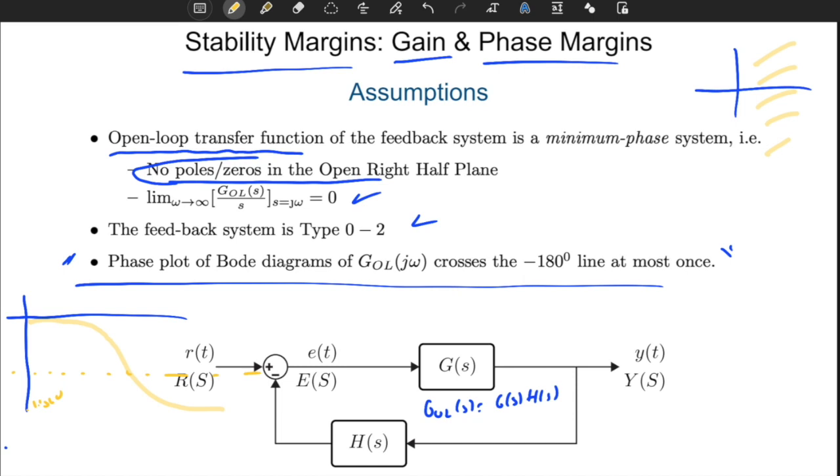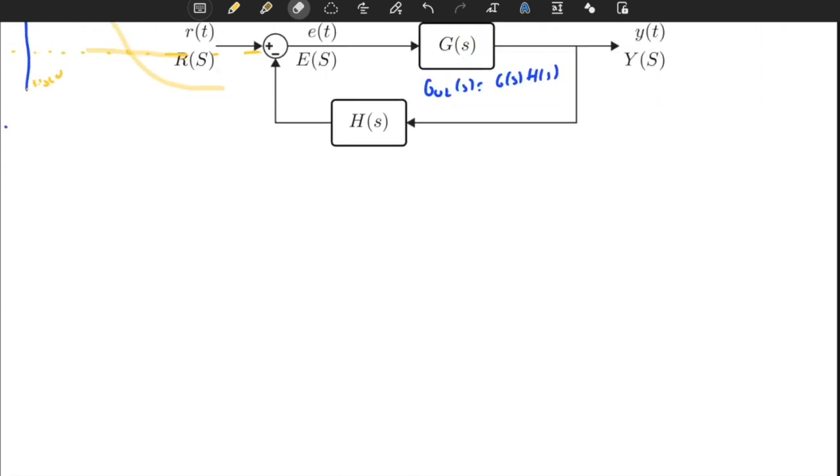It's also not allowed from the perspective of this course if your phase plot technically at some region exactly matches the minus 180 line, which means that there are infinitely many intersections, which is of course not allowed. The only thing that you should remember is we will give you systems, the plants that satisfy these assumptions. Some of them are critical, some of them are just used for convenience, in order not to go into deeper mathematical analysis.